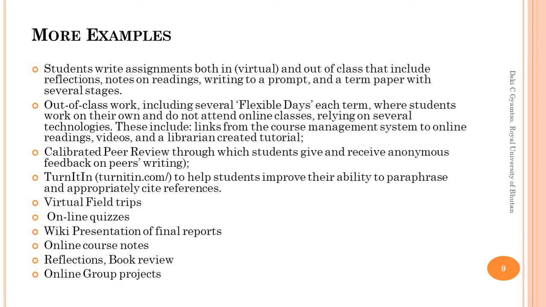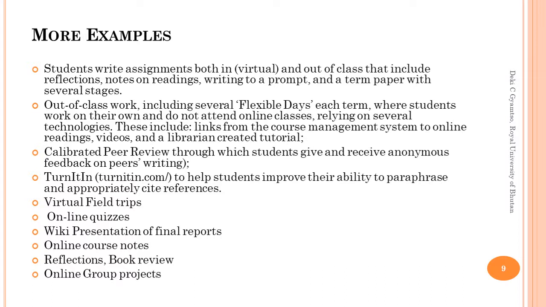You can also have calibrated peer review through which students give and receive anonymous feedback on peer writing. Turnitin, an application to check plagiarism, can also be used to help students improve the ability to paraphrase and appropriately cite references. You can also organize virtual field trips for science lessons, social studies, etc. Online quizzes can be conducted to check understanding. Wiki presentations or final reports can be done. Online course notes, teachers can make online course notes and share. You can organize students to have reflections, book reviews, online group projects.